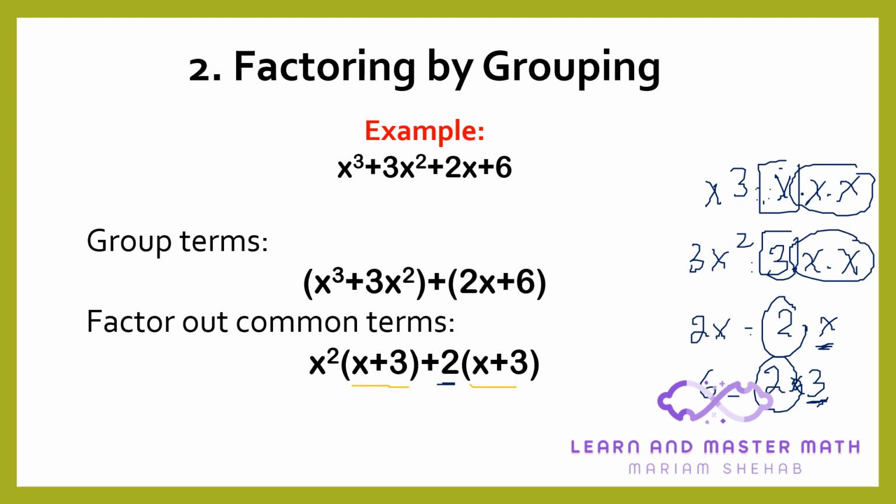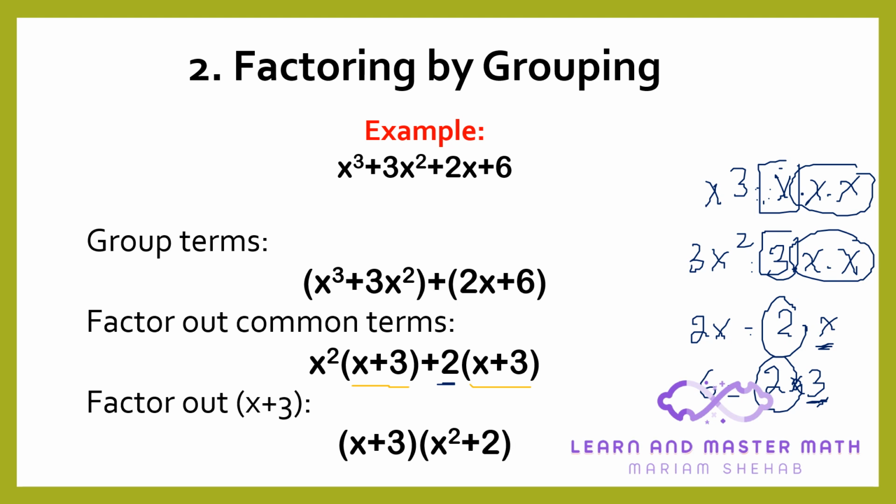Now notice in the first group and in the second group, we both have x plus 3 here. So what we're gonna do is we will take the x plus 3 out as a common factor, and there will be in the second factor the things outside, like x squared plus 2.